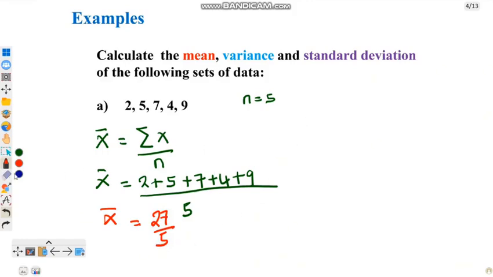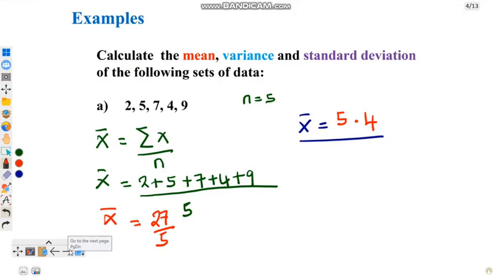Finally, we write mean is equal to, and we just need to divide: 27 divided by 5. 27 divided by 5, you'll get 5.4. So this will be our value of the mean. Let us now see how we can find the variance.